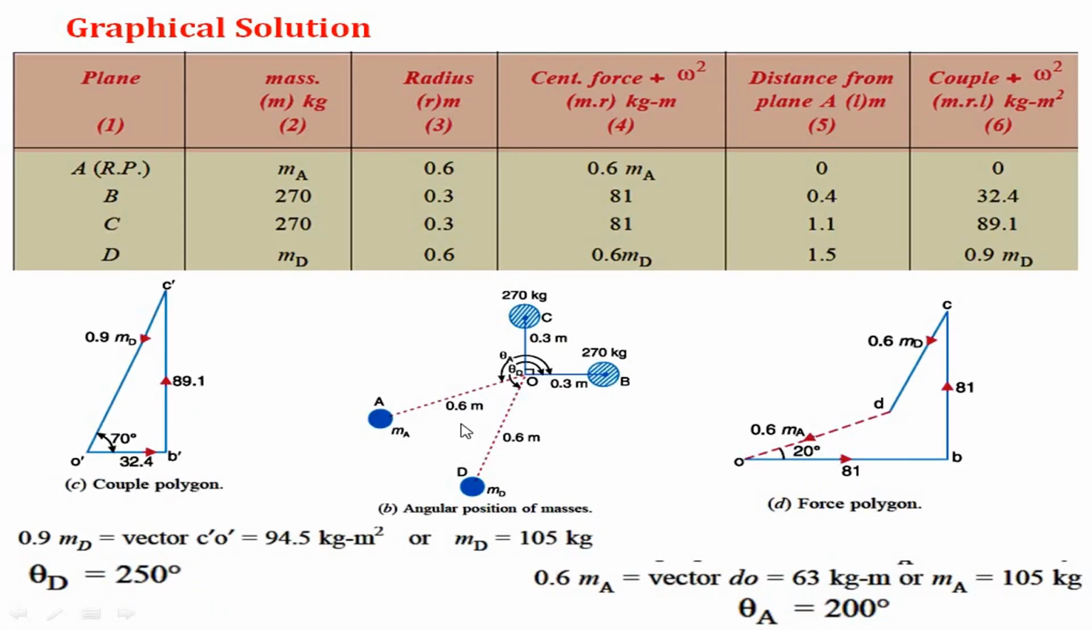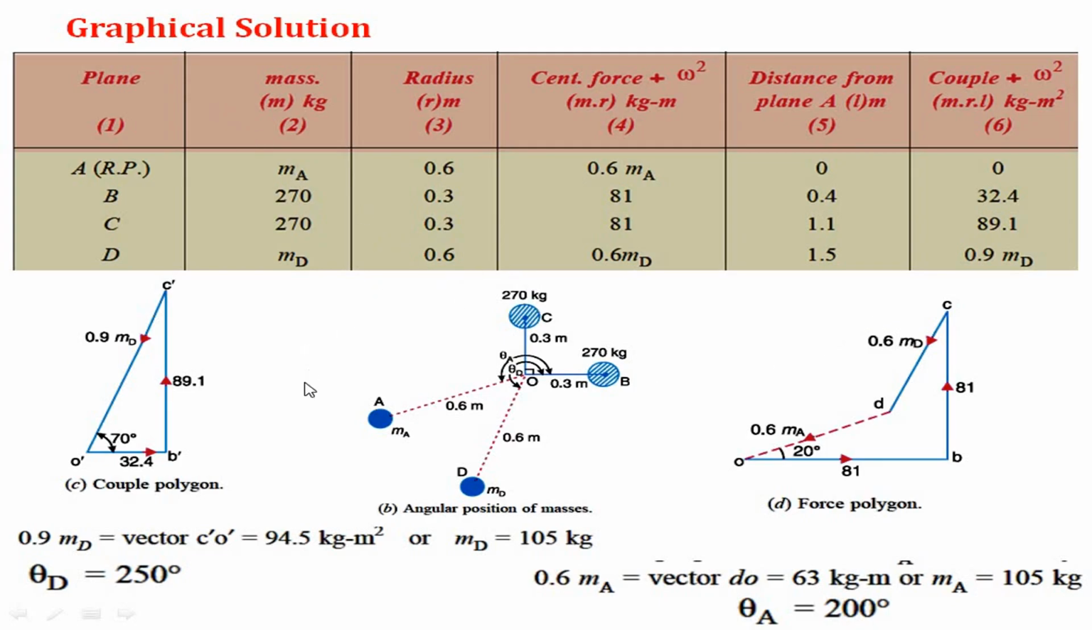The same problem can be solved by graphical method, in which first of all we have to prepare a table like this, in which the first column is representing the different planes A, B, C, D, as well as the respective masses, radius of rotation, centrifugal forces, distance from reference plane, and couple. Here we are not going to deal with the angles. So instead of taking horizontal or vertical component of centrifugal forces and couple, simply we are representing them with MR and MRL. Fine. So this is how we are going to prepare a table.